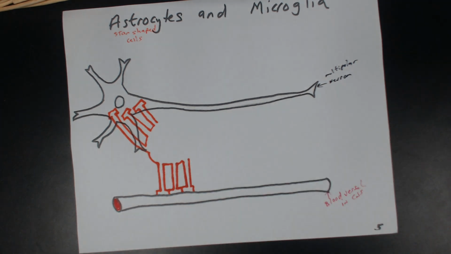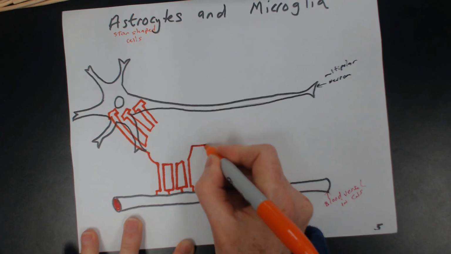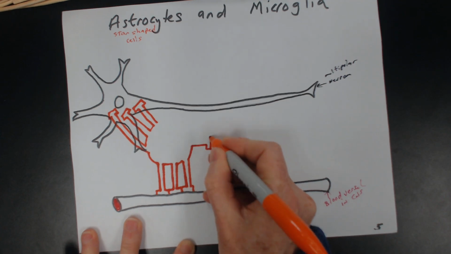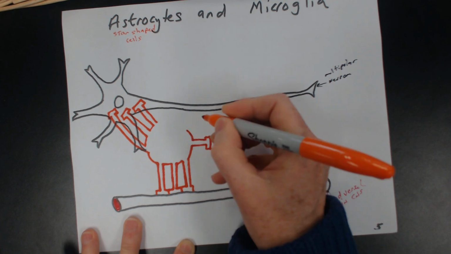Okay? So there's 3 little feet, and they're all together, sitting on that blood vessel. And then I'm going to put 2 more little feet up here. There's 1 foot there, just sitting out into the extracellular space.